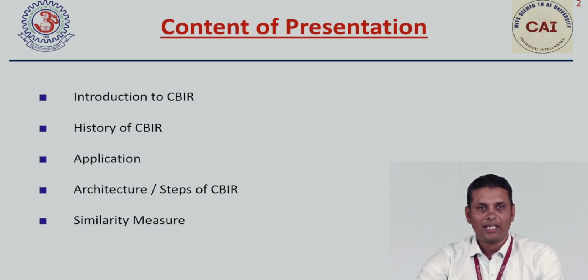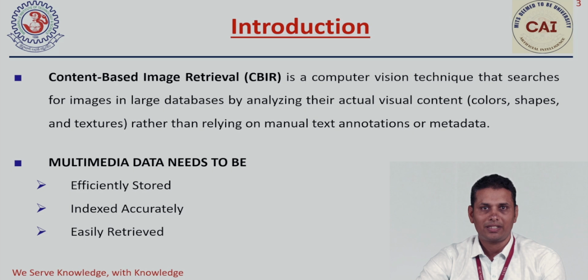First we'll start with what is meant by content-based image retrieval. It is a computer vision technique which searches for the relevant images from a huge quantity of databases, which consist of similar types of information.